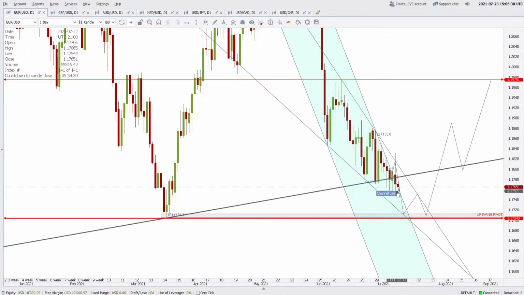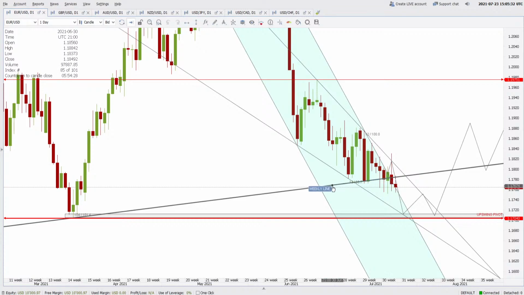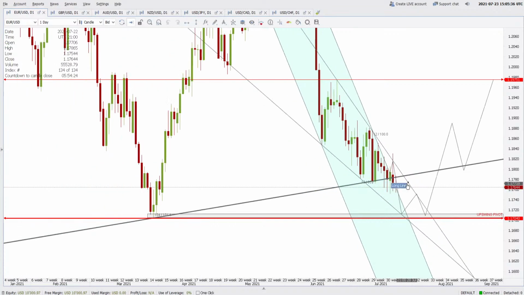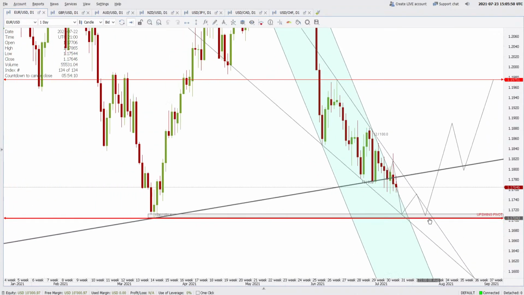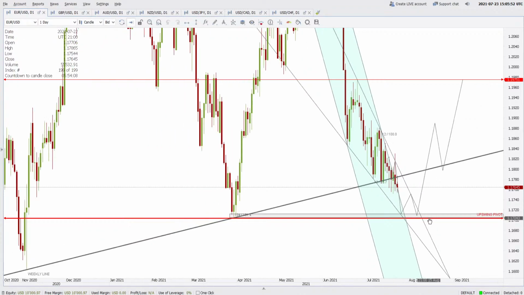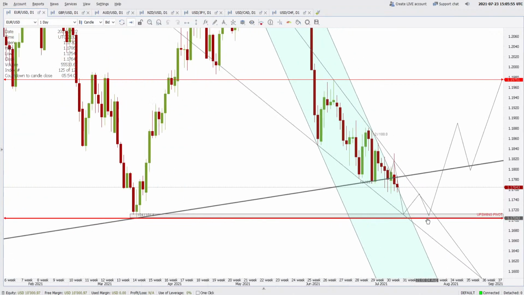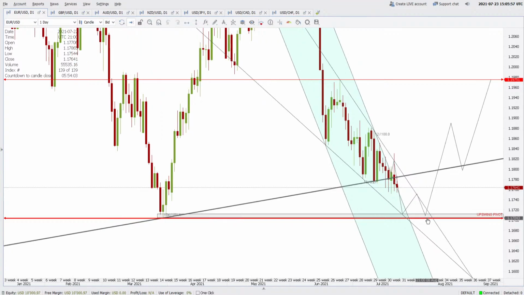What I'm expecting here is that this weekly line, which is rising, may act as the new resistance for the price in the coming time, and this upswing pivot area around 1.1704 may act as a good support for the price. Now I also have a feeling that because I am only discussing the 4-hourly and the daily charts, you may get confused about what is happening around here.